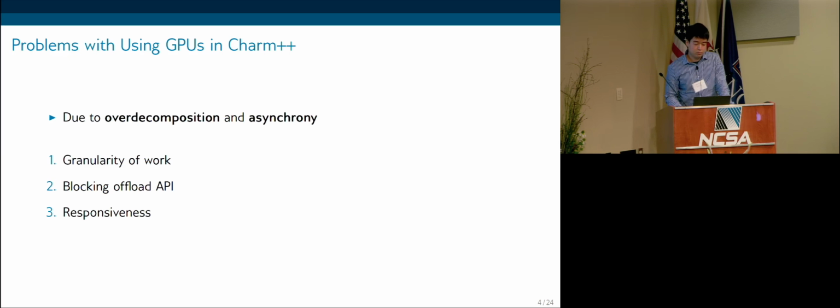There are several problems when we want to use GPUs with Changa++. These problems are caused by the over-decomposition and asynchrony present in Changa++. There are three issues that I could think of. The first is granularity of work. The second is the blocking property of the offload API that is used to offload work to the GPU. And the last issue is responsiveness. I'll go into more detail about these in the next slides.